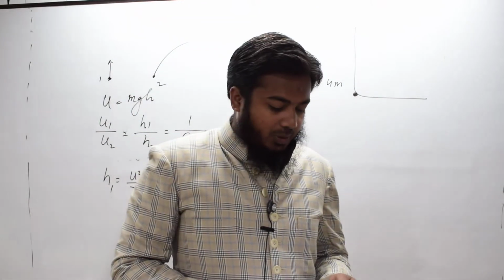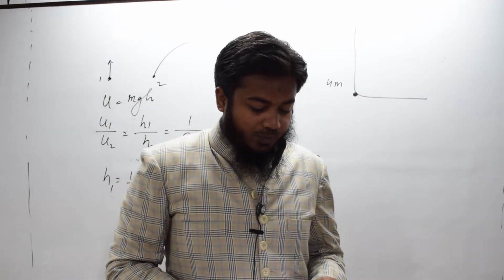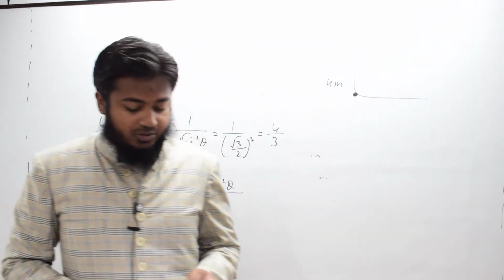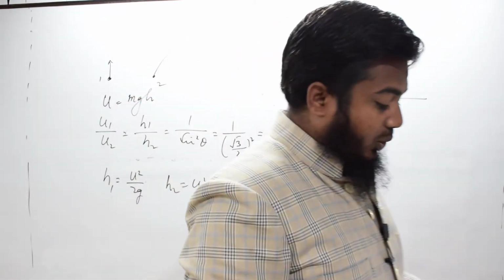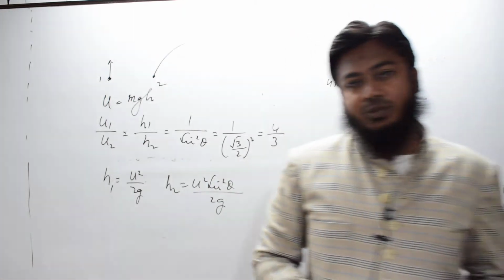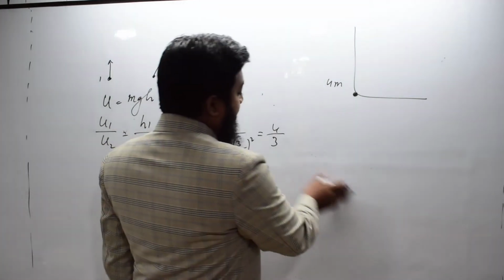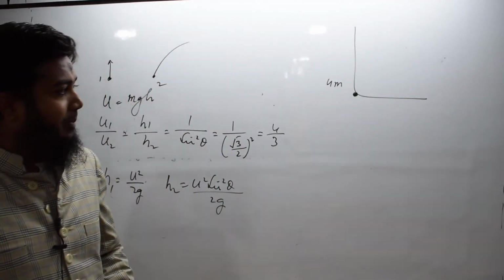It suddenly explodes into 3 pieces. 2 pieces each of mass small m move perpendicular to each other with equal speeds v. The total kinetic energy generated due to explosion is. So, total mass is 4m and it explodes into 3 parts.